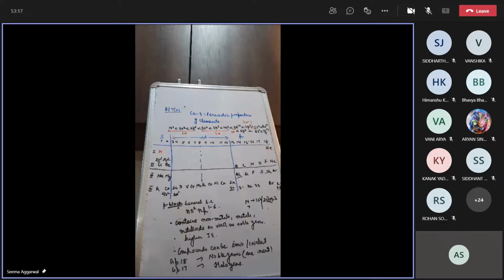So that's why they are called as halo. Halo means color. They have a shiny color. Okay? So that's why these are called as halogens. Halo means color.